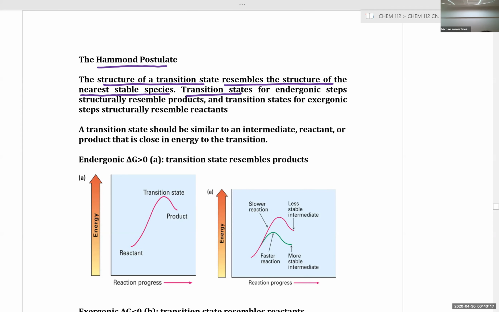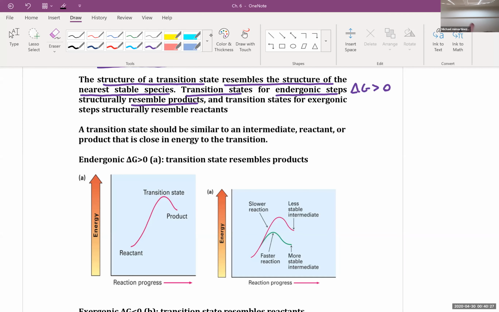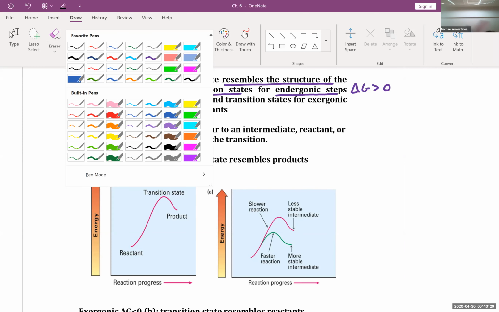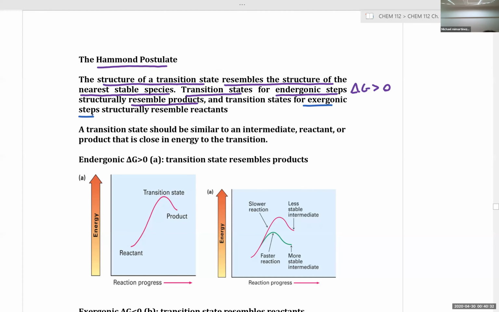So transition states for endergonic steps, so delta G greater than zero, structurally resemble products. While transition states for exergonic steps, which have a delta G of less than zero, resemble our reactants. Fundamentally, the short version of the Hammond postulate is that a transition state should be similar to an intermediate, reactant or product that is close in energy to the transition state.